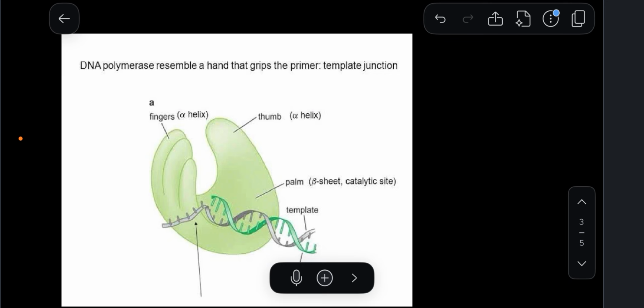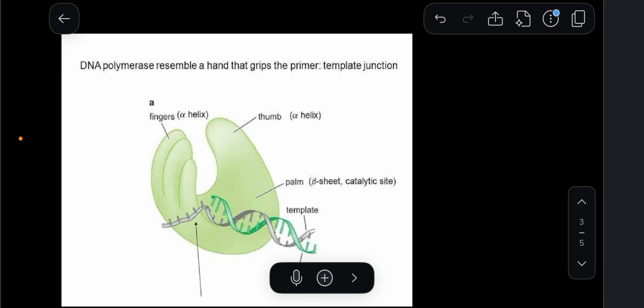That means three domains are present. These three domains are structurally distinct. Their functions are also different. They are independent structures of a protein. So what are these three domains that are present in DNA polymerase? These three domains are the fingers domain, the thumb domain, and the palm domain.